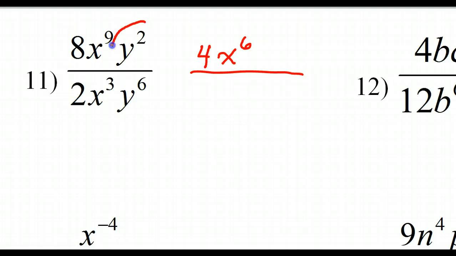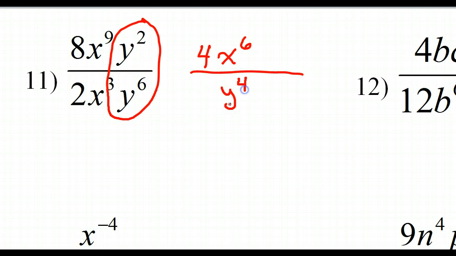Looking at the y's, same thing. Think of it as canceling out. In your mind, picture y, and down here picture 6 y's, all in a row. These 2 y's are going to cancel out 2 of these y's. How many y's are going to be left? There will be 4 y's left, and they will be on the bottom.